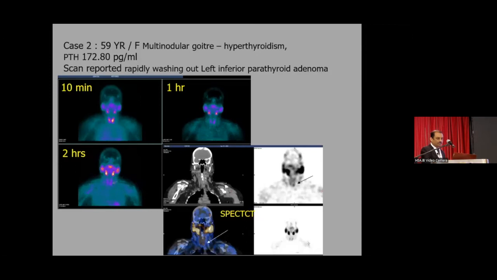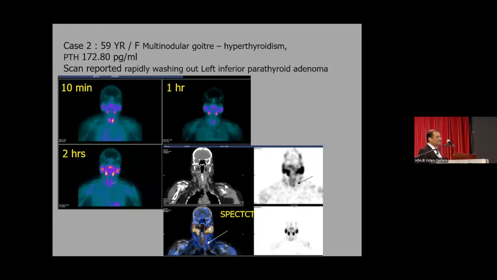So the second one is a 10-minute initial image, a 2-hour delayed image. You are not able to really pick up the parathyroid adenoma. There is still retention of tracer in the thyroid bed. On the other hand, in the SPECT-CT, you are able to clearly localize this to left inferior parathyroid adenoma. Again, anatomical location in suspected rapidly washing out parathyroid adenomas.